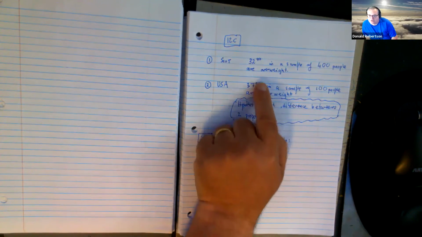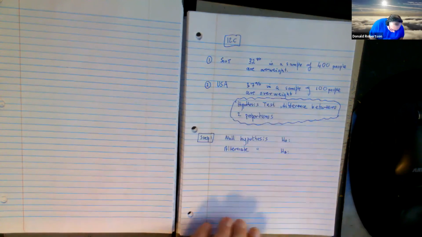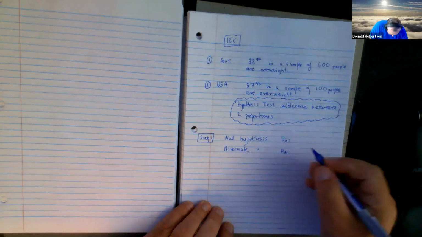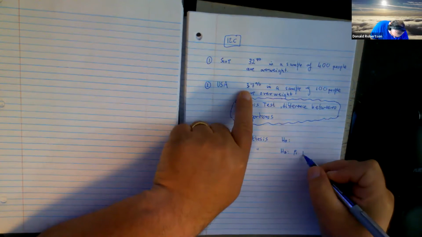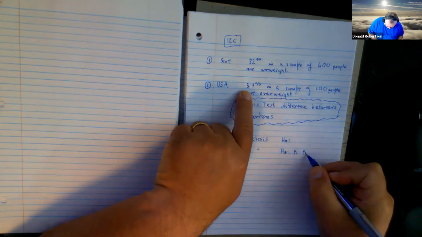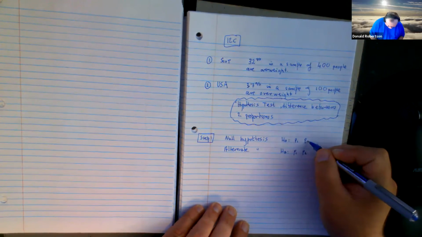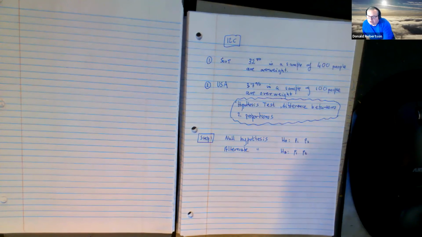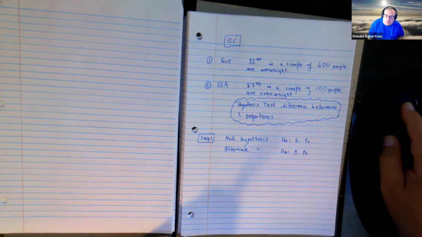So what do we think? We think that Scots people are less heavy, percentage-wise, than Americans. So the Scots people, being the first population, is called P1, and the Americans, being the second population, we're going to call P2. And both the null and the alternate are going to use P1 and P2. The null hypothesis is always going to be that the two populations are the same.